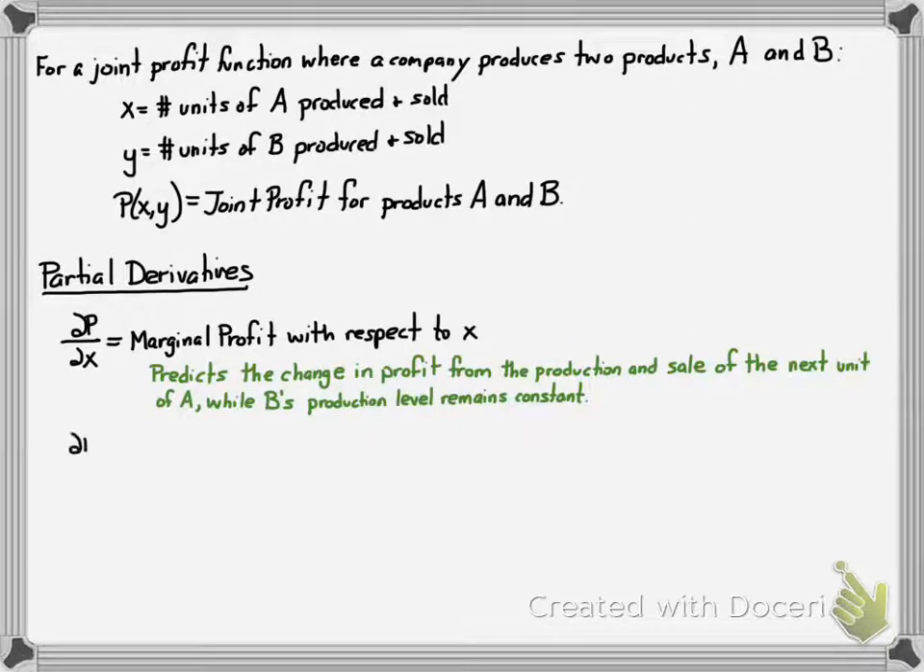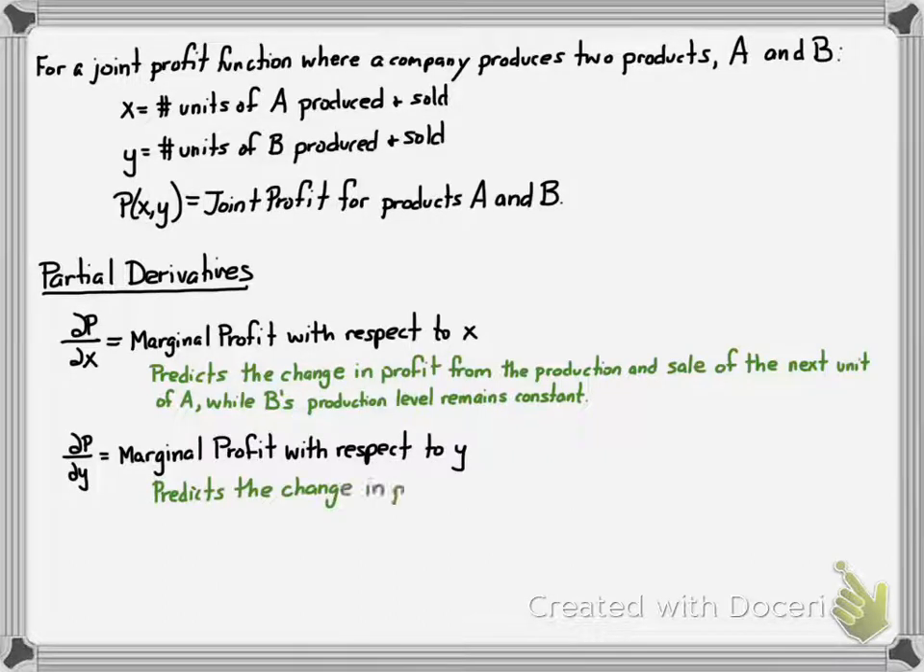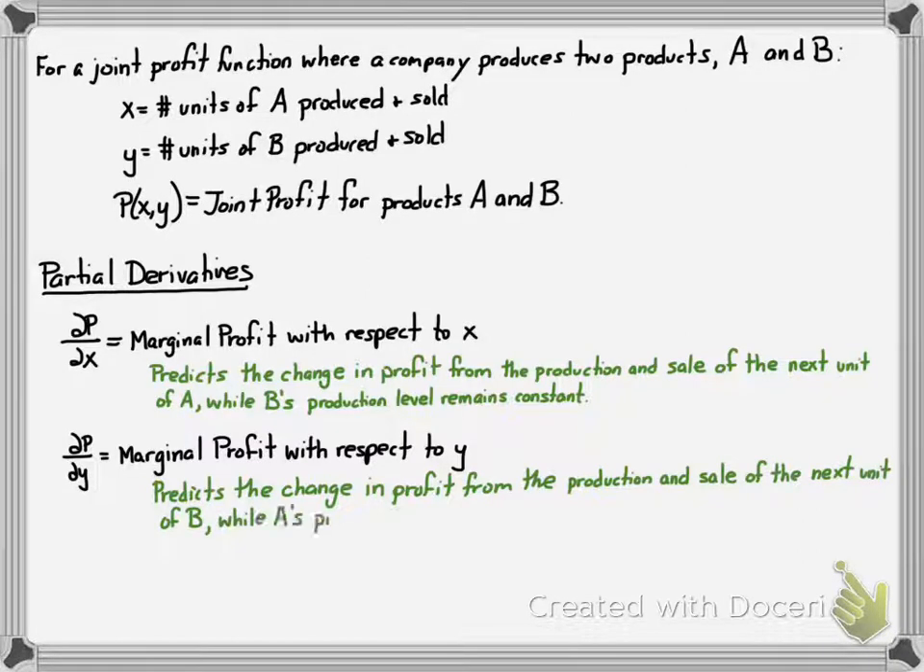We also have our partial derivative of p with respect to y, and this is our marginal profit with respect to y. And this is going to be a similar description, except that the item that is going to be increased in terms of its production and sale is switched with the item that is going to have its production level remaining constant. So our partial derivative of p with respect to y says that we want to know what happens to the profit if we increase the production and sale of product B, but keep product A's production constant.